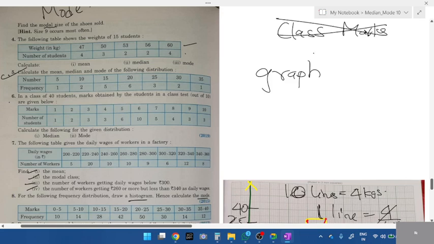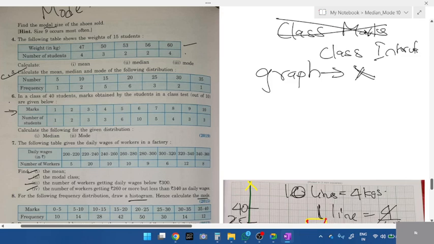With class marks, it is not possible. We always take class interval in the x-axis. Y-axis, class marks is fine. But in x-axis, whenever you're going to plot a graph, you should have class interval. Look at the 6th question. In x-axis, do we have class interval or class marks?